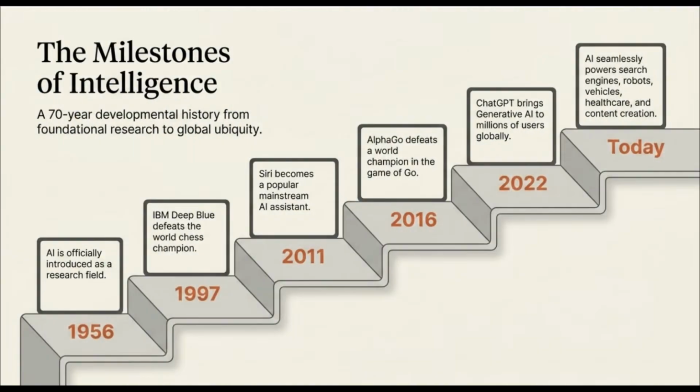AI has changed a lot over the last 70 years. It started as a research field in 1956 and has gone through major milestones like IBM's Deep Blue, Siri, and Generative AI. Today, AI is used around the world in everyday life.